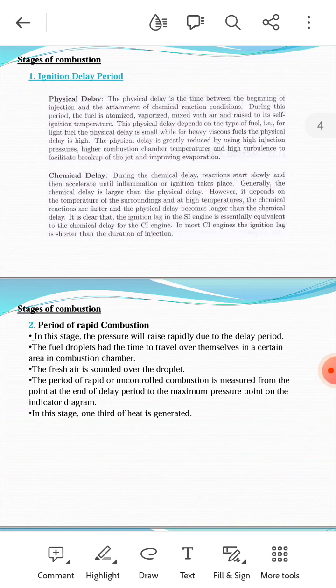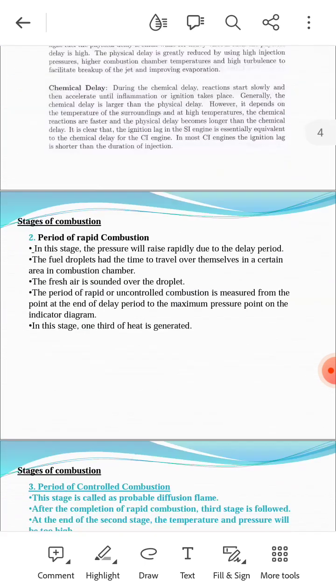Stages of combustion. The second one, period of rapid combustion. In this stage, the pressure will rise rapidly due to the delay period. The fuel droplets have had time to spread themselves over a certain area in the combustion chamber, and the fresh air surrounds the droplets. The period of rapid or uncontrolled combustion is measured from the point at the end of the delay period to the maximum pressure point on the indicator diagram. In this stage, one third of the heat is generated.